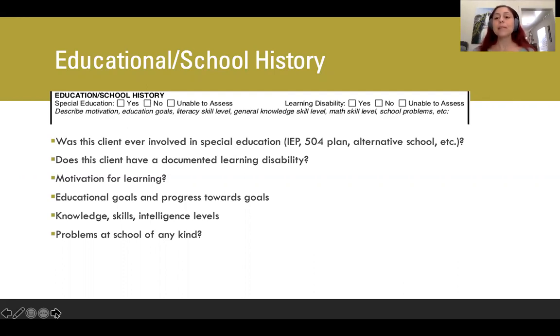And so on. Each of these sections also gives you some question ideas in italics. So you'll see there, describe motivation, educational goals, literacy skill level, general knowledge skill level, math skill level, school problems, etc. You are by no means restricted to only asking about these things, but these are a good kind of minimum standard to ask about. And you may find that if you say to a client, tell me about your school history or tell me about how your symptoms have affected school, they might not give you very much. And so this gives you some specific things to ask about.